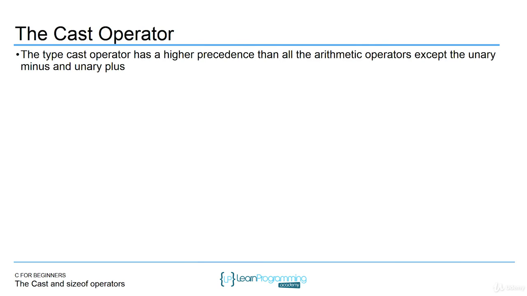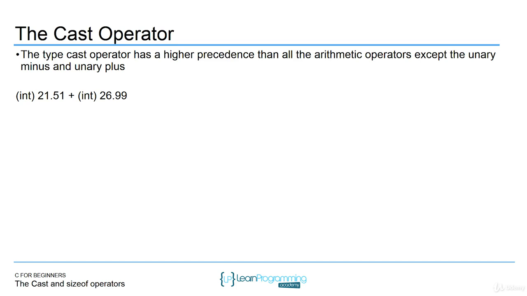The type cast operator has a higher precedence than all arithmetic operators, except the unary minus and unary plus. We haven't learned about precedence yet. We're going to in the next lecture. Precedence is basically the order of the operations that are performed, and we'll provide some examples of that. All you have to understand at this point is that the typecast operator takes precedence over every other operator, except unary minus and unary plus.